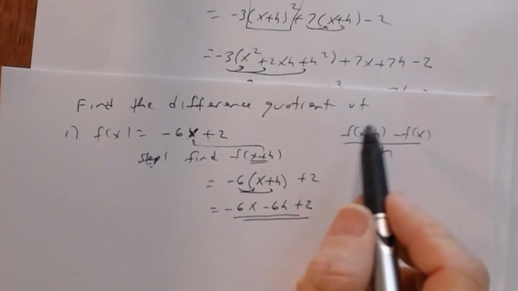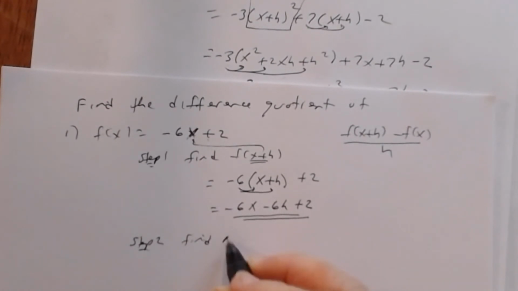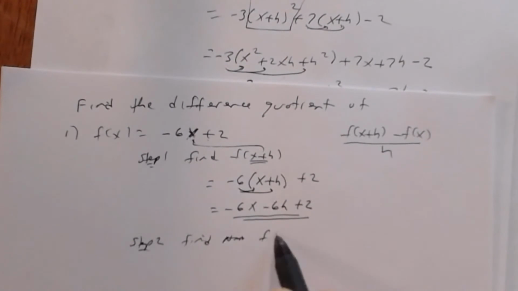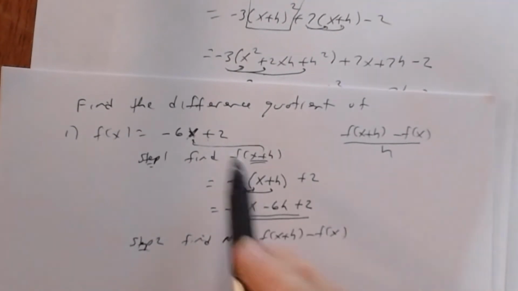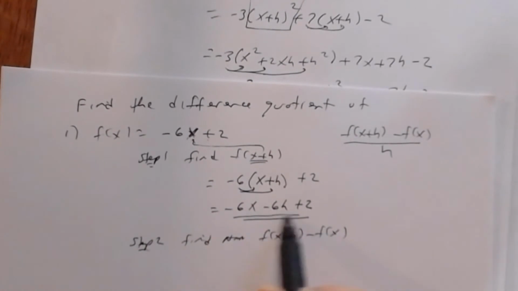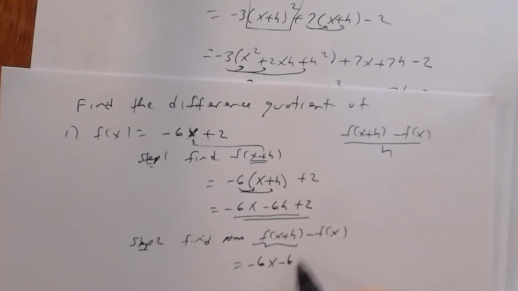All right, now notice that part right here is this part of the numerator. Okay? Now here's what I would do for step 2. Step 2 would say find the numerator now, in other words, the numerator being f of x plus h minus f of x. All right, so I know what f of x plus h is now. For this function, f of x plus h is this right here. So that's going to equal negative 6x minus 6h plus 2. It's a good idea to make a note here, like I did, a little brace, saying that that is this, which you got from step 1.